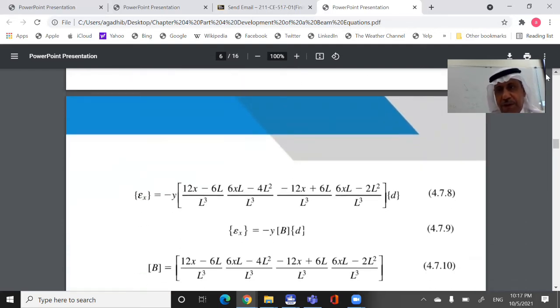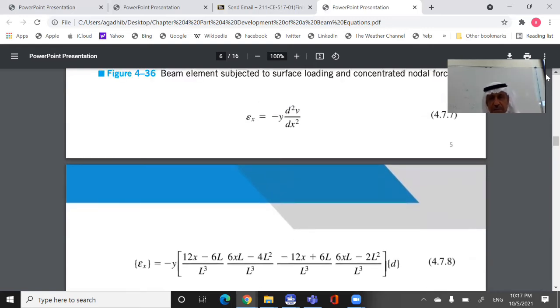Tell me, what did we do? How do we go? So how did we get this strain equal to what? Okay, strain, it's here. You just substitute. Strain is equal to minus y, right? Strain equals minus y times the derivative of the shape function, because v equals N d. So what would it be if you want to take the double derivative? So v comma xx will be N comma xx d.